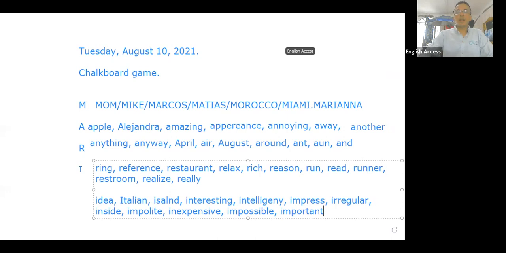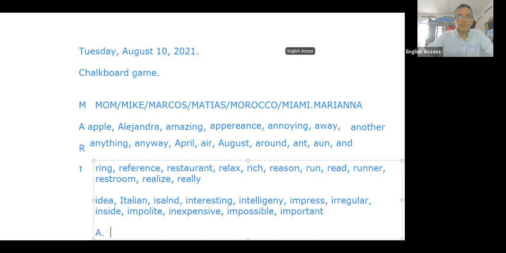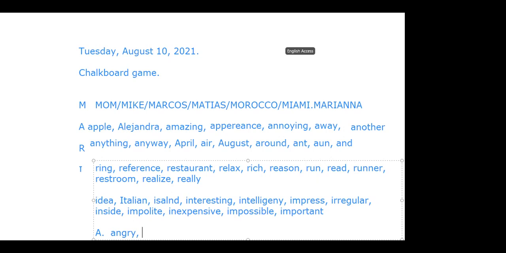Okay, let's continue with the last one. And then you're going to do it by people, by person, okay? Let's see how much time we have. A, you don't repeat the first A, remember. Okay. Different words. Angry. Eagle. Apron.